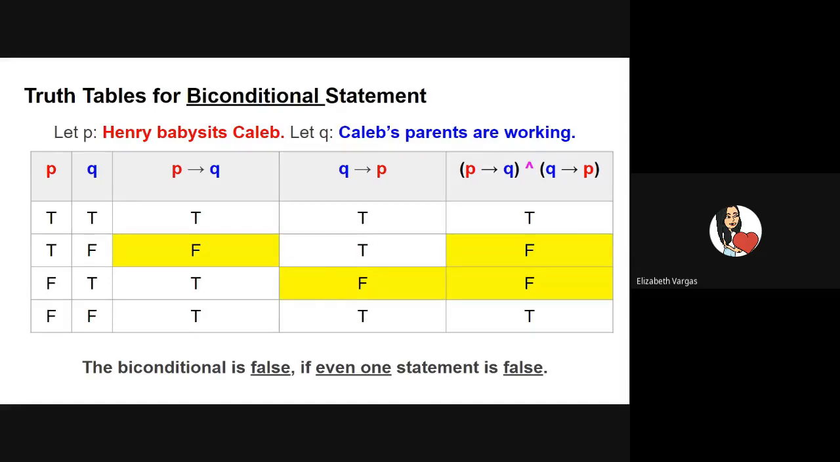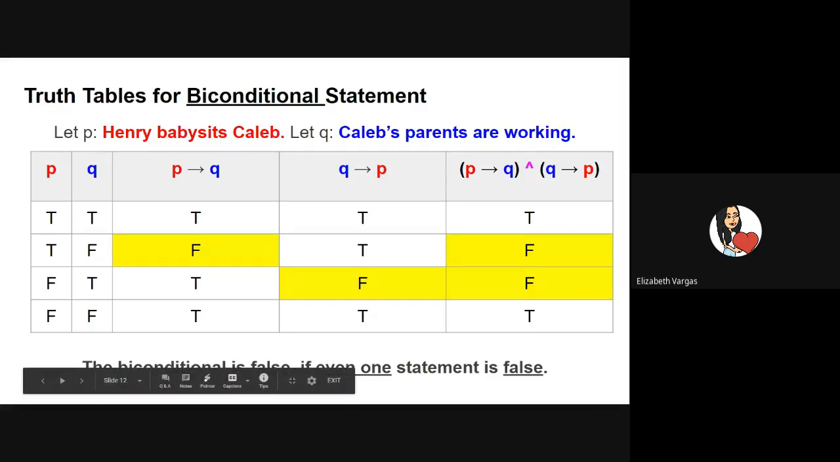So the biconditional is false if even one statement is false. So here we have true, true. There's not one statement that's false, so our biconditional will be true. Here we have true, false. Well, we have at least one statement where it is false, and so our biconditional is false. Same thing goes here. We have one instance in which a statement is false, and so our biconditional is false. And then here we have true, true. None of them are false, so our biconditional wouldn't be false because not one of them is false.